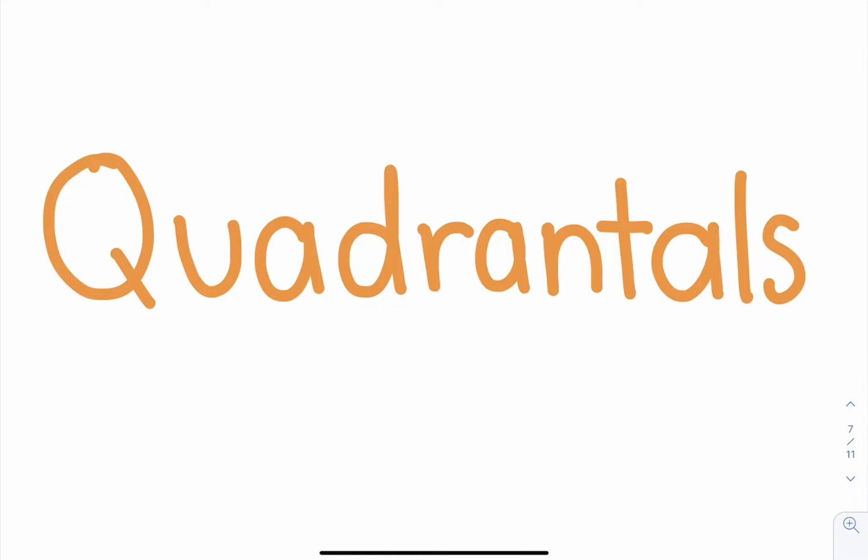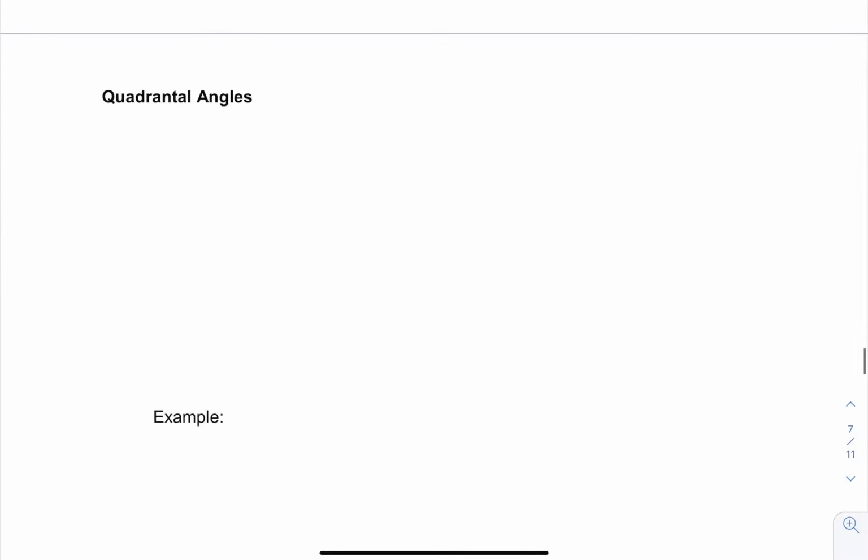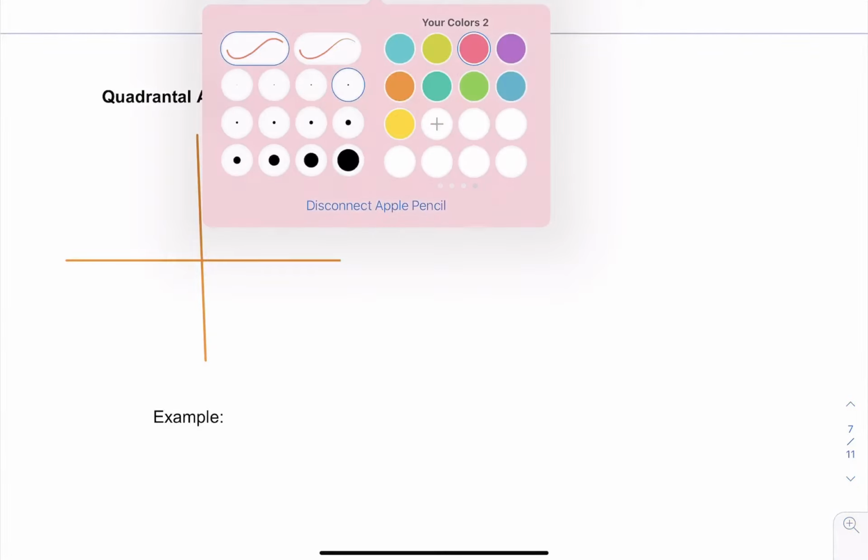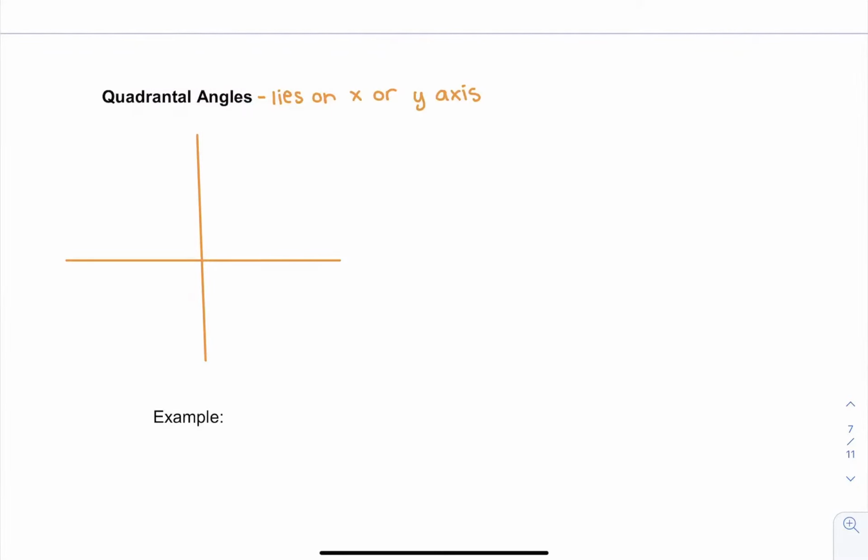Today we're going to be learning about what are quadrantals or quadrantal angles. So a quadrantal angle is an angle that lies on the x or y axis. So if we have a graph, we have four main points where we find our quadrantals. So right here, right here, right here, and right here. Notice these lie on the x or y axis.